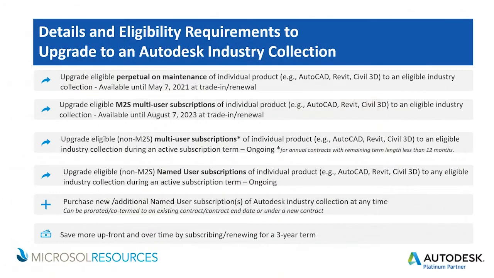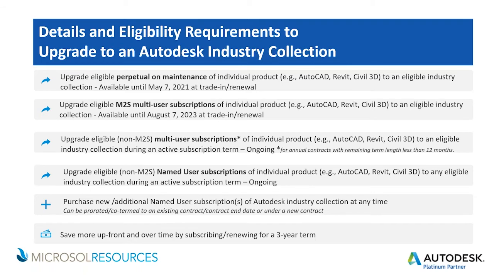But before we get to that, let me just reiterate and cover how you can take advantage of upgrading to an Autodesk Industry Collection during trade-in. All right, let's look at this together here. So if you have a perpetual on maintenance, so you have perpetual software with active maintenance, and that software is an individual Autodesk product like AutoCAD, Revit, or Civil 3D, let's say, you can go ahead and upgrade to an eligible industry collection, available until May 7th, 2021 at your trade-in renewal time.